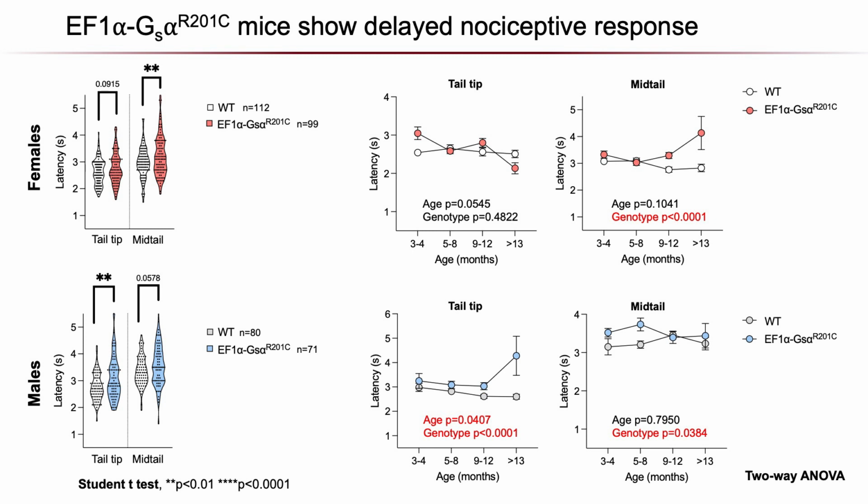But here, what we observed, and this is something we are trying to understand now, is a delayed nociception of the mice, so a delayed nociceptive response of the mice. And this may be related to the fact that probably these mice have already pain, and so they increase their pain threshold so that we see a delayed response.